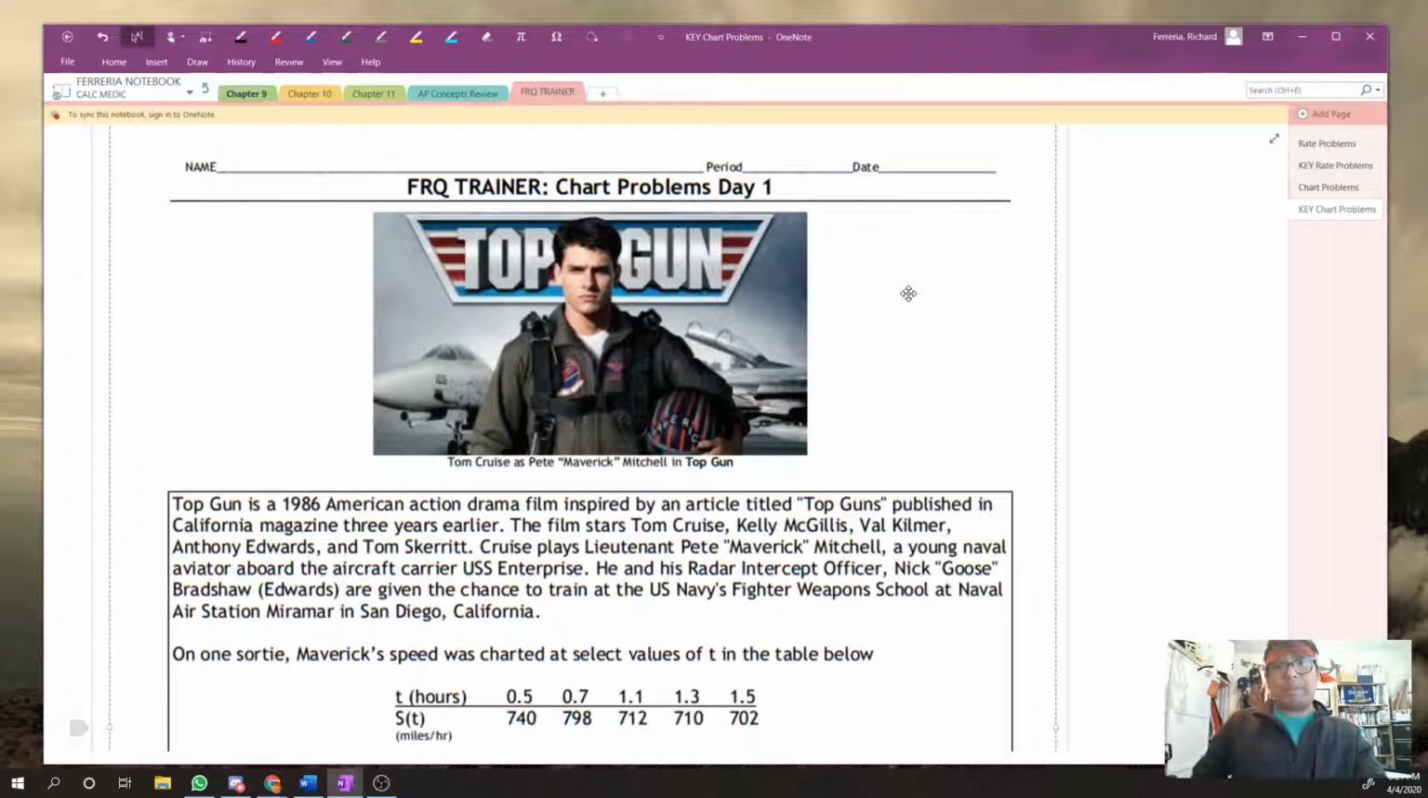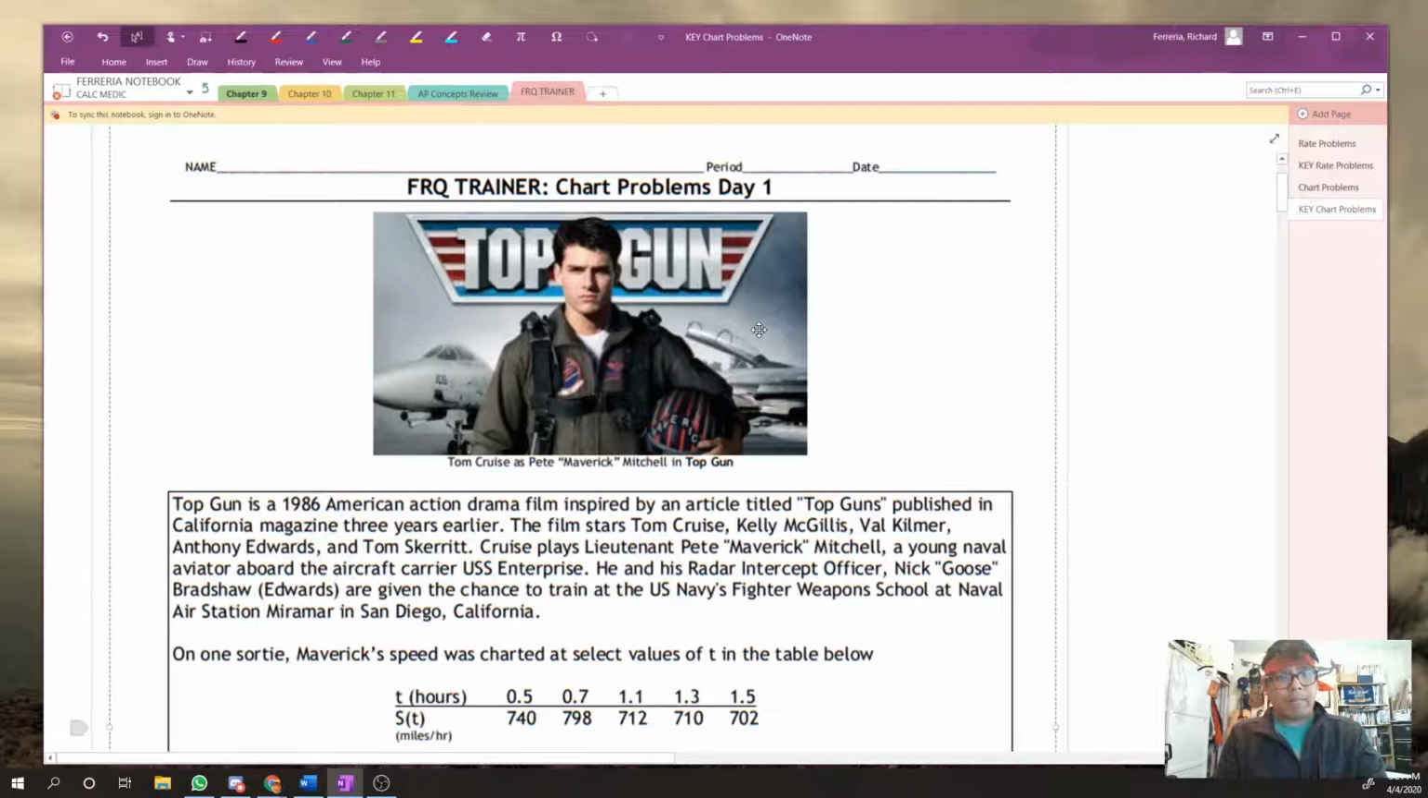Tom Cruise plays Pete Maverick Mitchell, a young naval aviator aboard the USS Enterprise. He and his radio intercept officer, Nick Goose Bradshaw, they got great names, are given a chance to train at the U.S. Naval Flight Weapons School at Naval Air Station Miramar in San Diego, California. So, nice California connection.